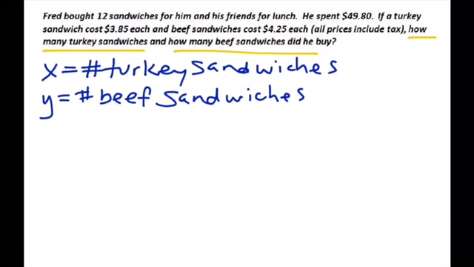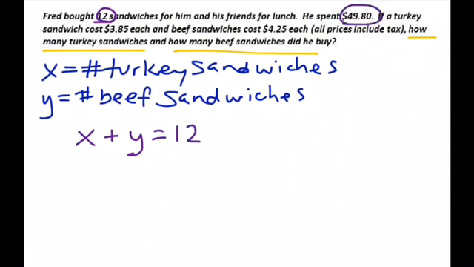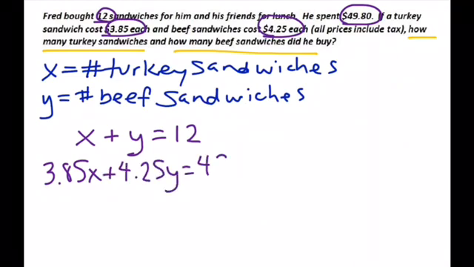The second thing we're going to do is write our system. We need to think about what we know. We know that we have 12 sandwiches total. So if I take the number of turkey sandwiches plus the number of beef sandwiches, I have 12 sandwiches: x + y = 12. Then I know something about the prices. I know that $49.80 was the total, $3.85 each for a turkey and $4.25 each for a beef. So I can put that together into 3.85x + 4.25y = 49.80, and that's my system.